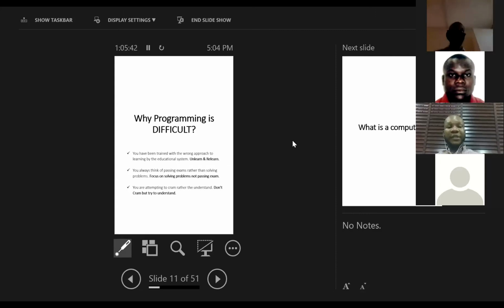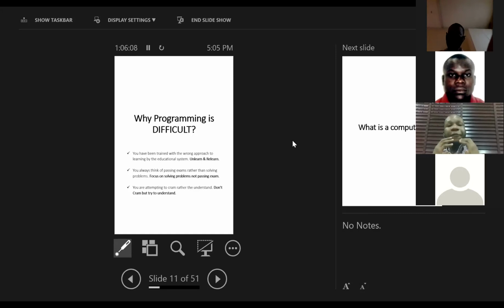We have been trained. Every student in Nigeria is a victim of the wrong educational system in Nigeria. So we've been trained with the wrong approach to learning by the educational system. Generally, the way we learn things in Nigeria is actually very, very upside down. It's wrong and it's upside down, which is one of the reasons why a lot of people find it difficult to learn coding.